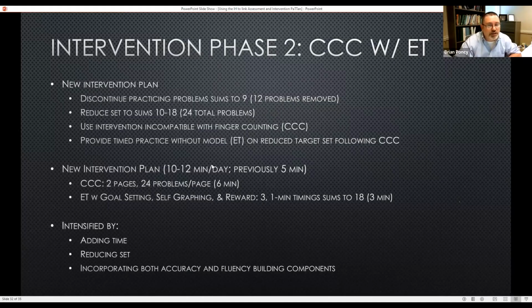And so the new intervention plan, we doubled the time. So they did 2 pages, 24 problems per page with the sums 10 through 18 or 11 through 18. And then after that, we did explicit timing with goal setting, self-graphing through the sums to 18. So we reduced the set, did cover, copy, compare, then did explicit timing where they combined all the problems, the larger set. So we intensified by adding time, reducing the set, and then incorporating both accuracy and fluency building components, even though the child wasn't inaccurate.